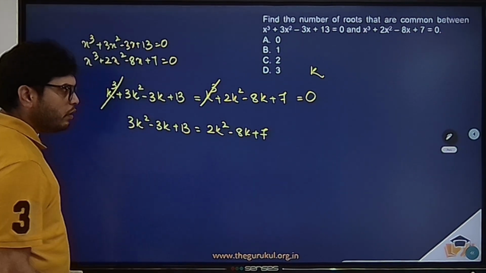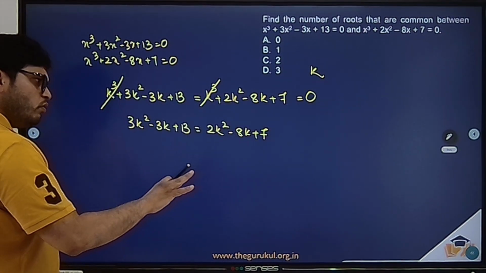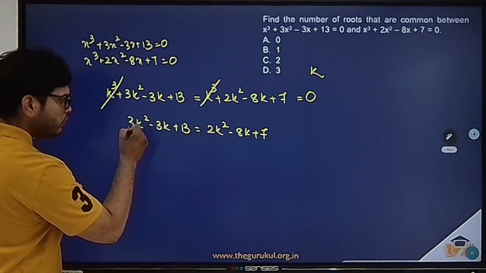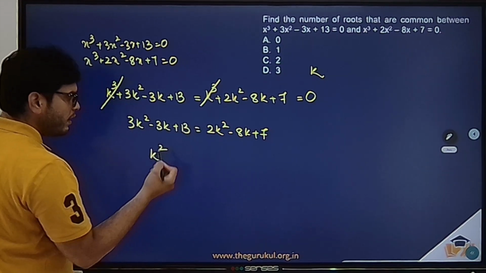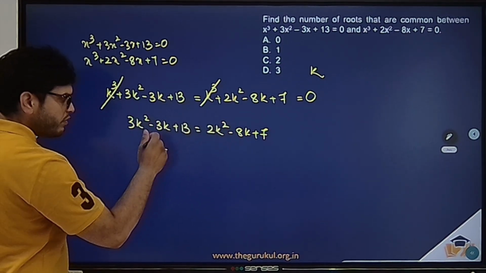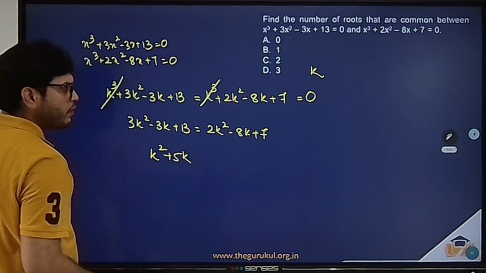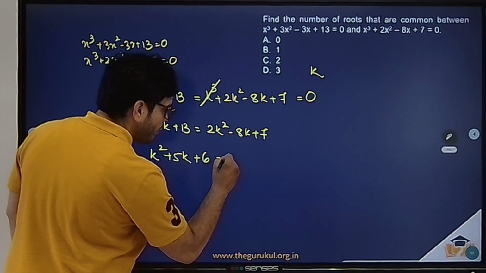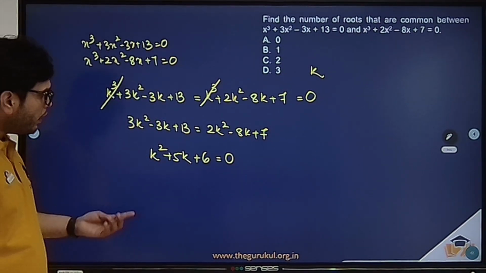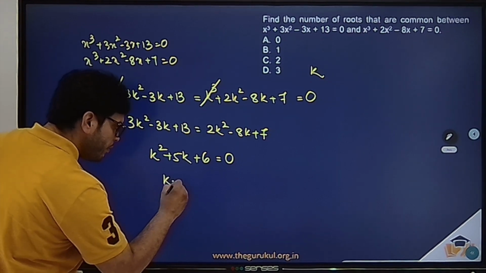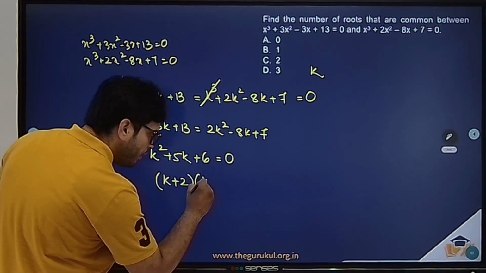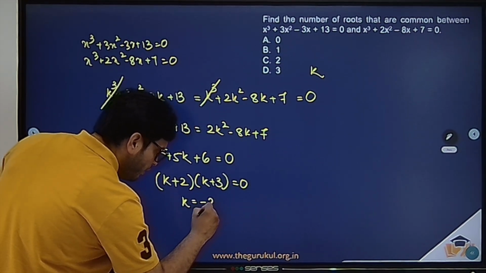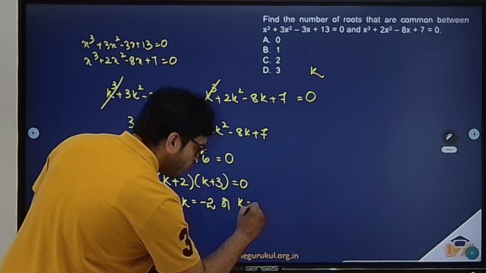Now let us ignore that 0 part. Now we'll consider that later. Now shifting all these terms to left hand side, 3k square minus 2k square, k square minus 3k plus 8k plus 5k plus 13 minus 7 plus 6 is equal to 0. Right. So how can we factorize this? This is nothing but k plus 2 into k plus 3 is equal to 0. So k should be equal to minus 2 or k is equal to minus 3.